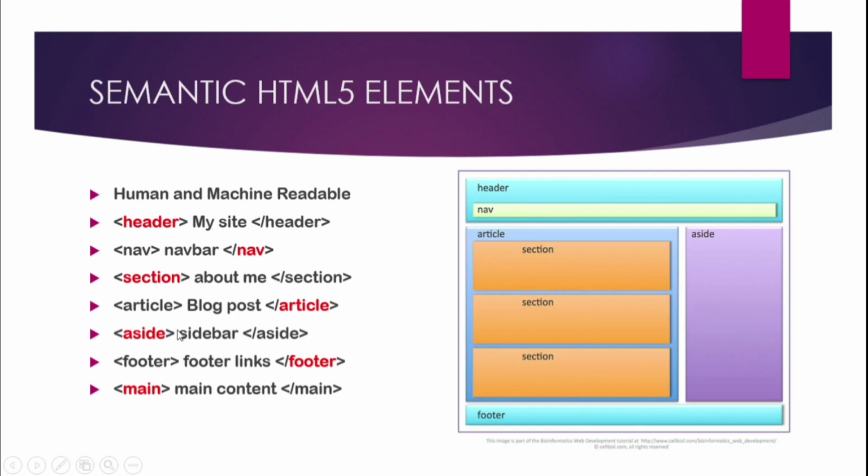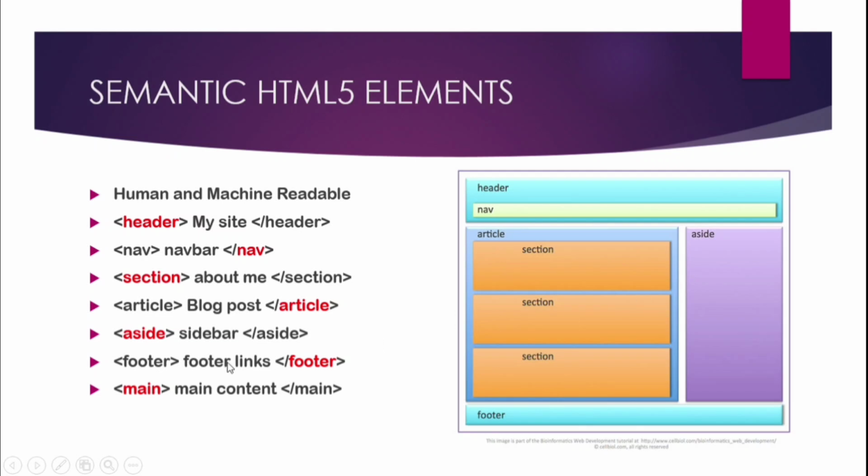Then we have article. Article is nothing but a blog post, or when you want to add two or more elements together, then you can use an article. Aside is nothing but the sidebar. You can see the sidebar here, where you can mention the graphs, or the time. You can have quick links, some information about your projects. You can add those links in the aside bar.